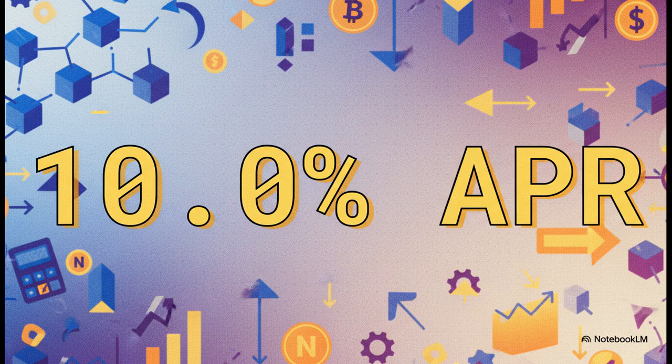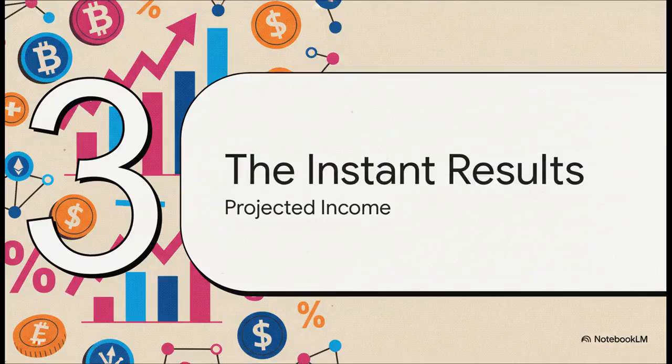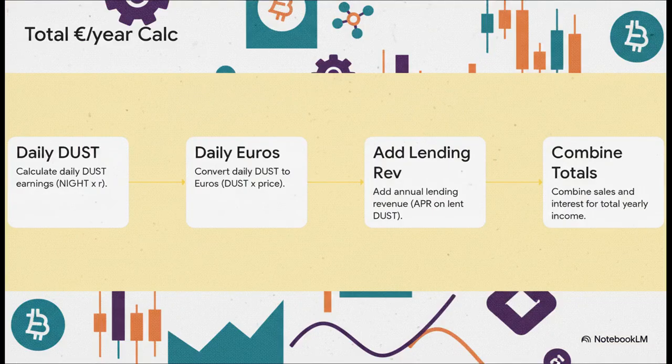And just like that, all our inputs are set. See? Easy. Okay, we've tweaked all the knobs and dials. Now for the really fun part, the instant results. Let's look at how your parameters translate into projected income. This is where we see how the simulator takes everything we just put in and turns it into actual, clear projections. And what's so great is that this isn't some kind of black box. The calculation for your total euros per year is super transparent.